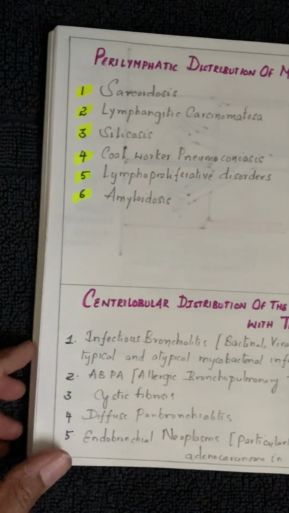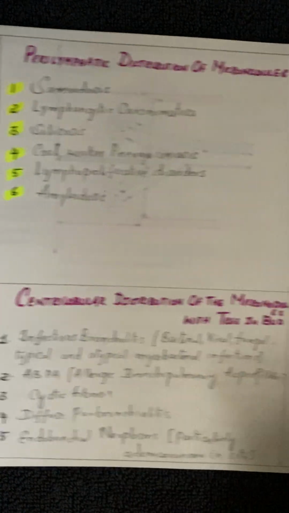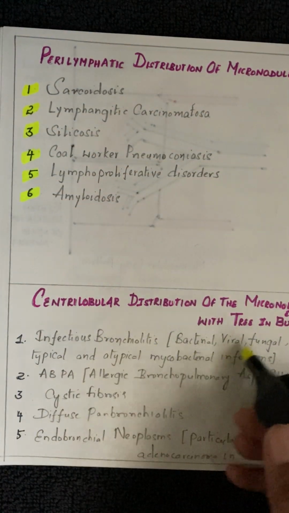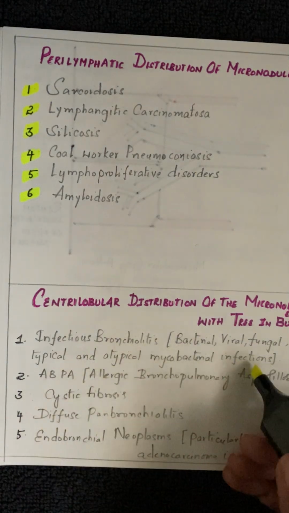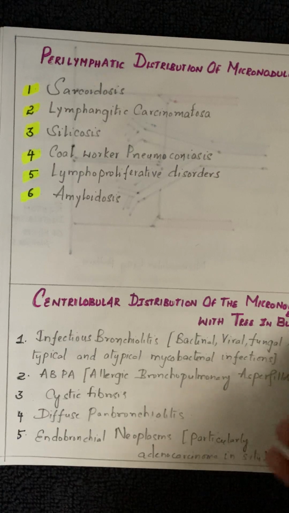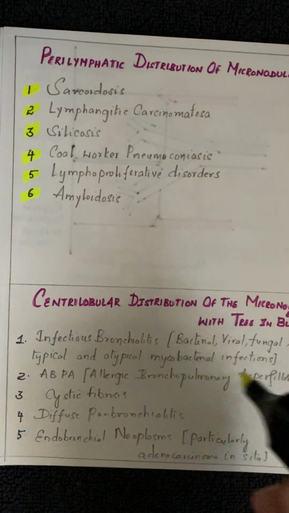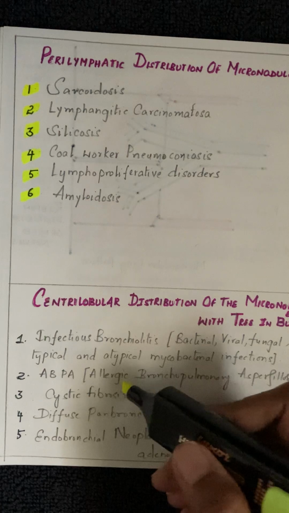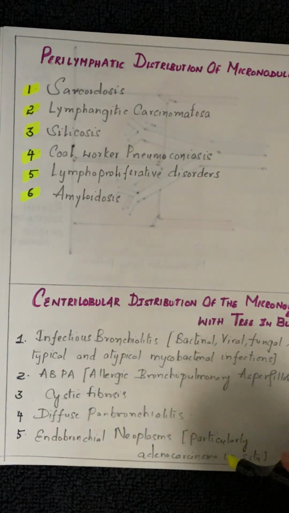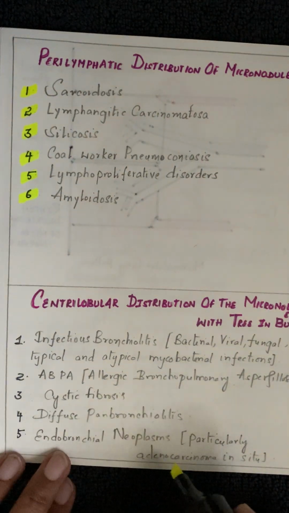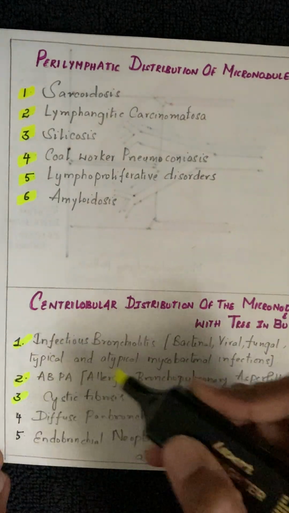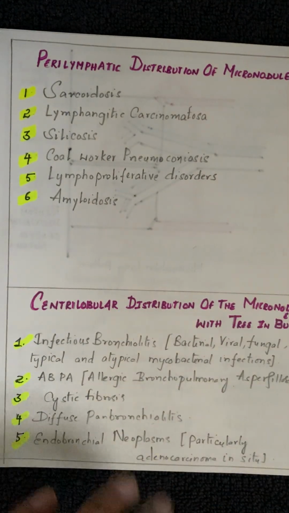Coming to centrilobular pattern with tree-in-bud appearance. We have infectious bronchiolitis, which can be bacterial, viral, fungal, typical and atypical mycobacterial infection, and allergic bronchopulmonary aspergillosis. These all have centrilobular distribution of micronodules with tree-in-bud appearance, as do cystic fibrosis, diffuse panbronchiolitis, and endobronchial neoplasms, particularly adenocarcinoma in situ, which is very important. We have infections, aspergillus, cystic fibrosis, and adenocarcinoma.